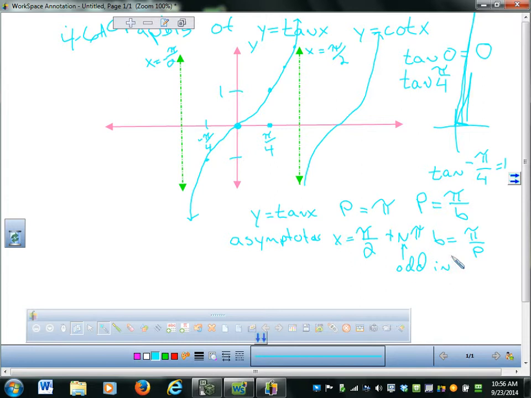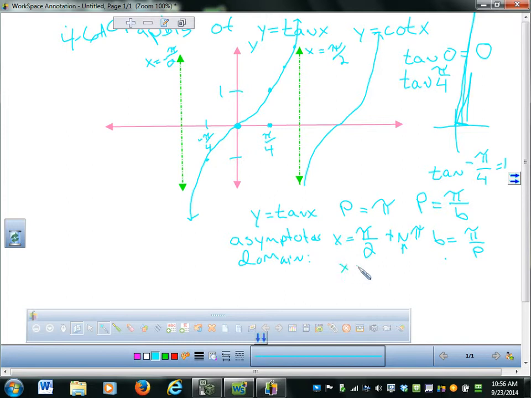Odd integer. You know what I mean by odd integer? No, it doesn't have to be an odd integer. N is any integer. So if I put a negative pi added to that, it's going to put me over here. In other words, every pi, I get an asymptote. Also, the domain is almost the same as the asymptotes, except there's a not equal sign.